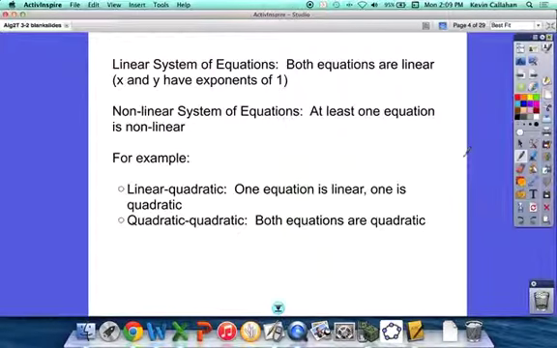Okay. It's nonlinear if one of those equations is nonlinear. So we're supposed to be dealing with either a linear quadratic, meaning one will be a straight line, the other one will be a quadratic, or it could be a quadratic. Both could be quadratics.